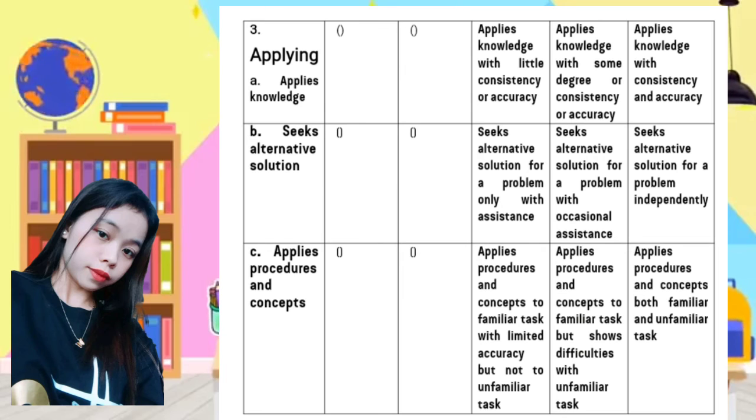Seeks alternative solutions for a problem only with assistance. Seeks alternative solutions for a problem with occasional assistance. Seeks alternative solutions for a problem independently. Next, or the last, is applies procedures and concepts. So applies procedures and concepts to familiar tasks with limited accuracy but not to unfamiliar tasks. Applies procedures and concepts to familiar tasks but shows difficulty with unfamiliar tasks. Applies procedures and concepts to both familiar and unfamiliar tasks.